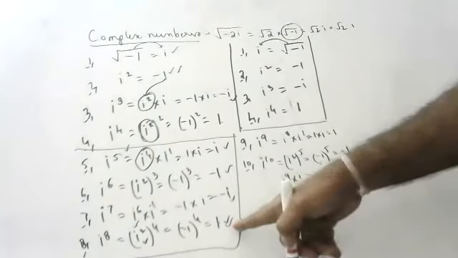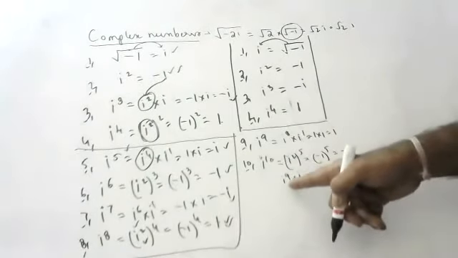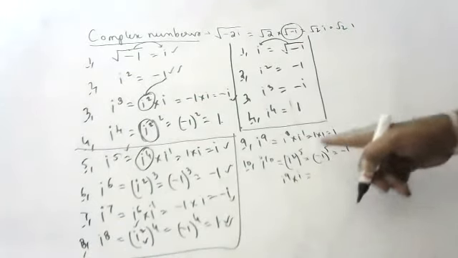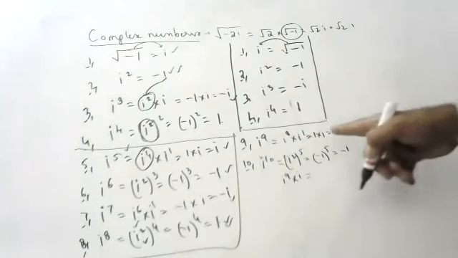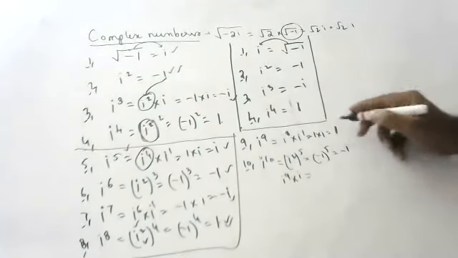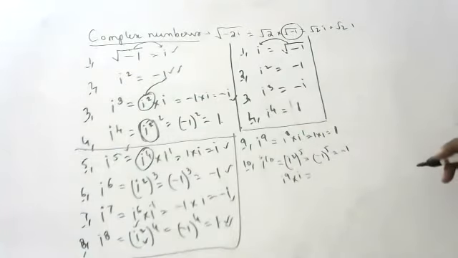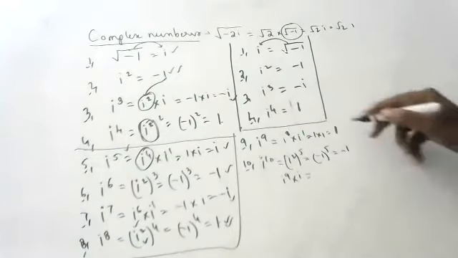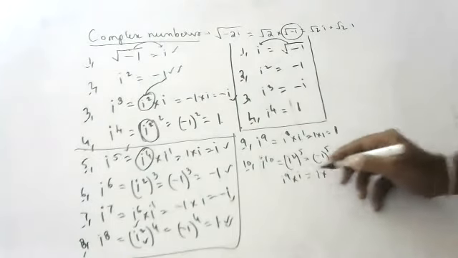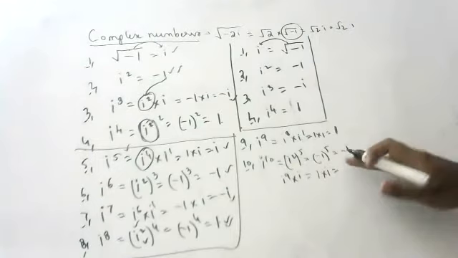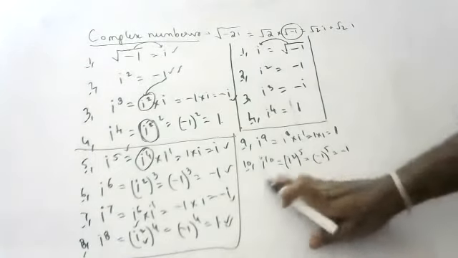I to the power of 8 is 1. I to the power of 9, how much did you get? Anyone? 1. See here, children, 1, because 1 into 1 is 1. So 1 into I, how much, children? One second.